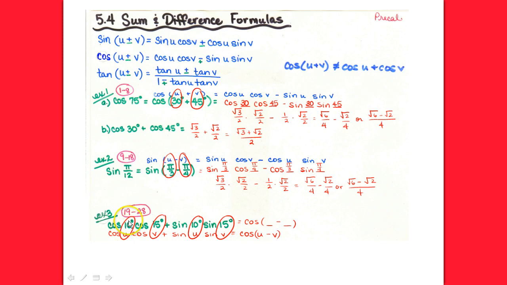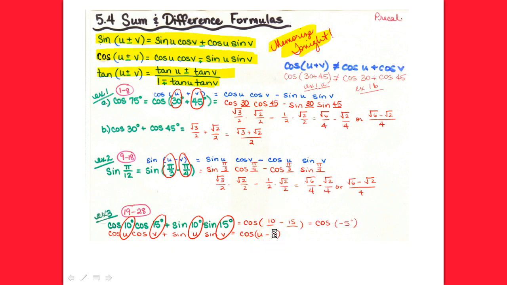And so you can see we're going to put 10 in the place of u, and we're going to put 15 in the place of v. So let's come over here and do that. Put 10 in the place of u and 15 in the place of v. So 10 minus 15 would give us cosine negative 5.